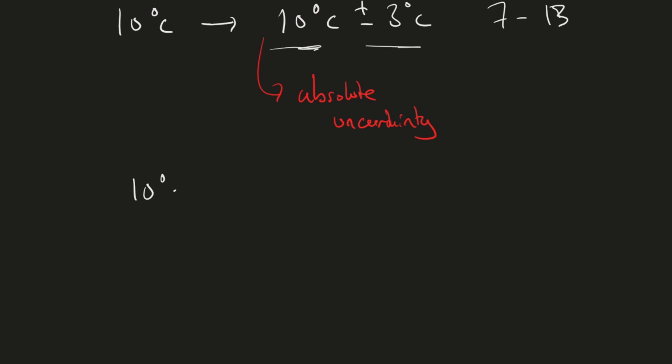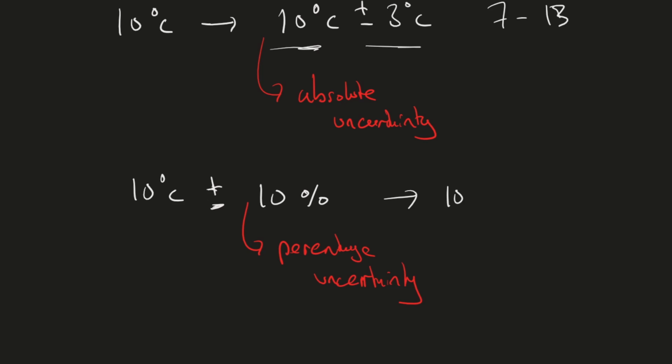The next way we can rewrite this is if you were to write 10 degrees Celsius plus or minus 10%. Now we're writing this in terms of a percentage uncertainty. As you can imagine, because it's written as a percentage, it's what we call a percentage uncertainty. A very close cousin of this would be 10 degrees Celsius plus or minus 1/5, and this is what we call a fractional uncertainty.